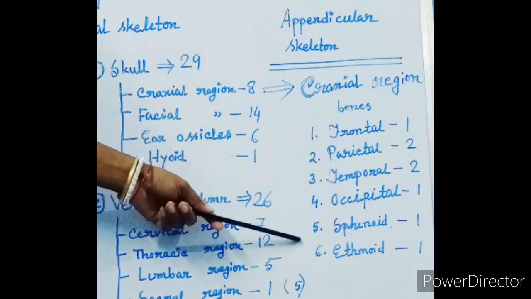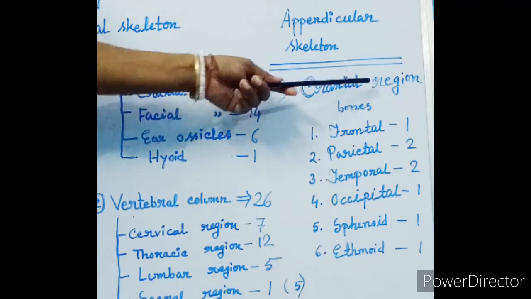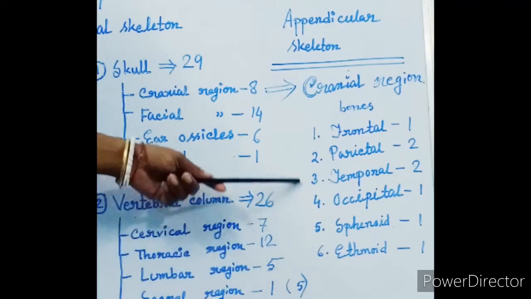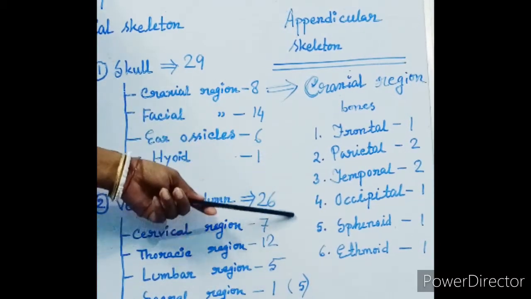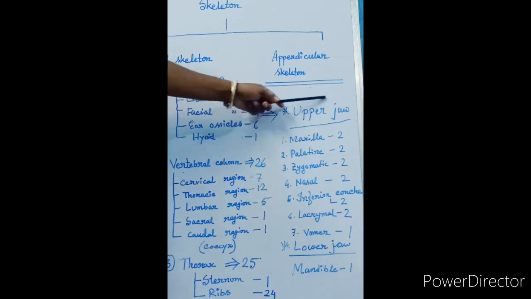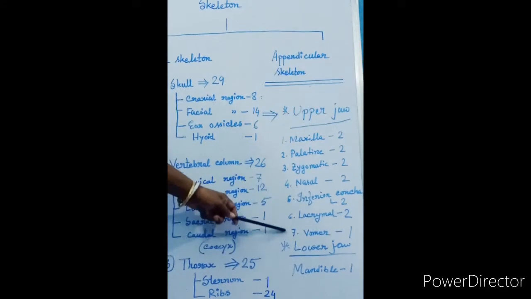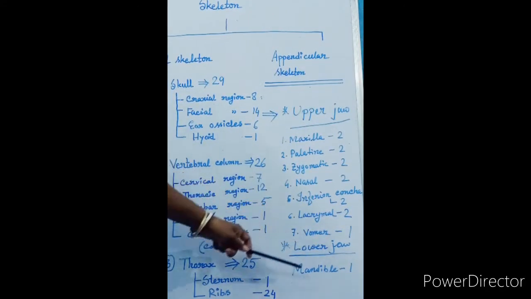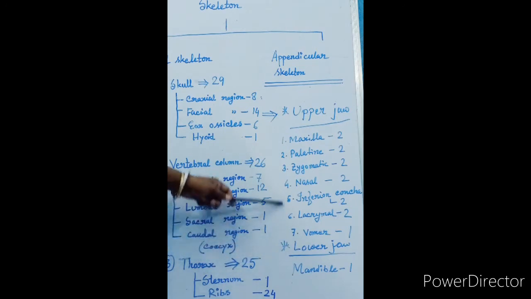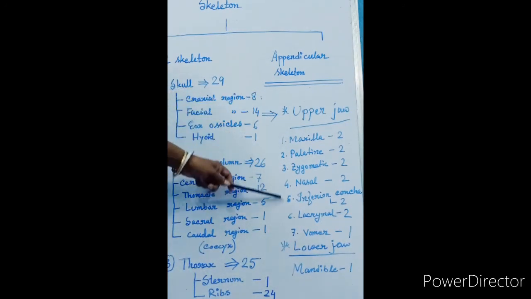I have written the names of the cranial region bones. 8 bone names are written here. What I have discussed: facial region bones, 14 bones are there. Upper jaw bones, the names I have written here, and lower jaw, in lower jaw only mandible. So total 14 bones are there in the facial region. So these are the names.